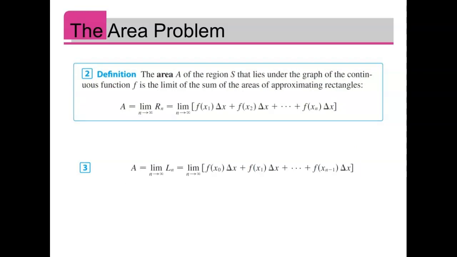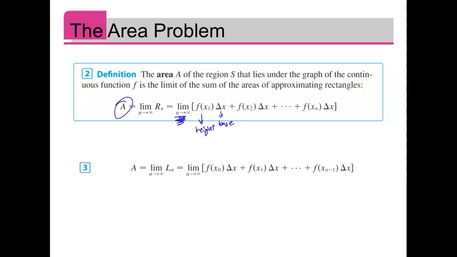So the area of a region S that lies under the graph of a continuous function f is the limit of the sum of the areas of the approximating rectangles. So each one of these is an approximating rectangle, right? So we have base times height. The height is given by the y value of the function at that index. So you do that for every subinterval. You do base times height, base times height, base times height. And if we let the number of rectangles approach infinity, we get exact area.